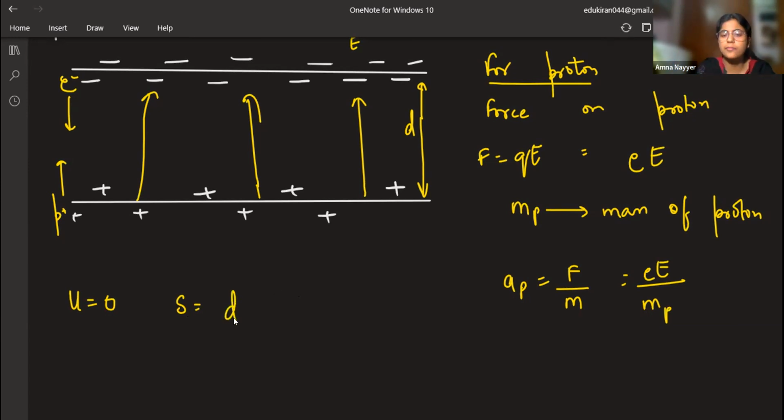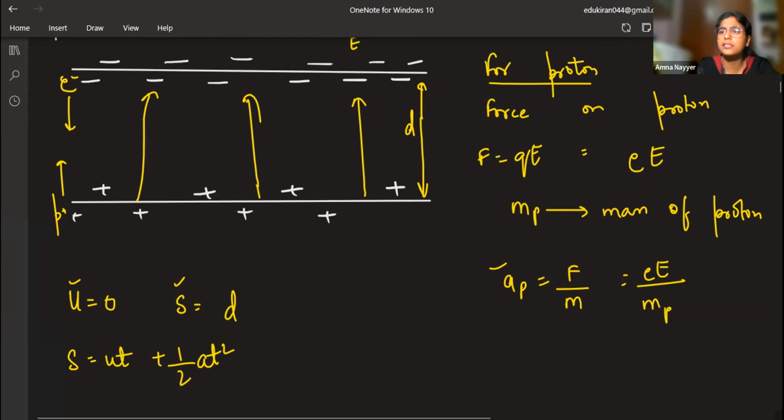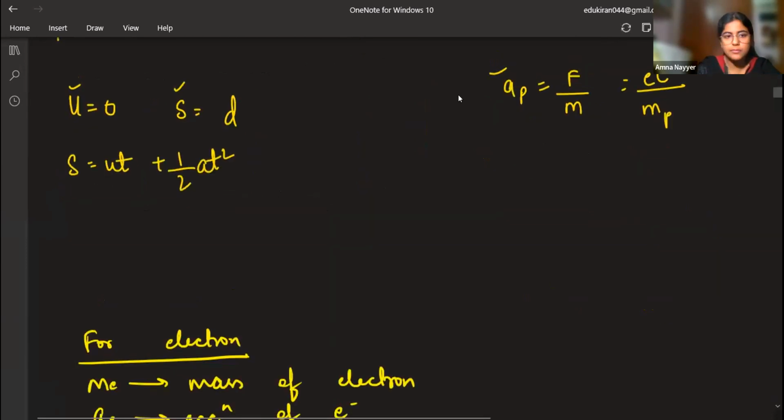So distance is d. Can I use this kinematics equation? S is equal to ut plus half at square. What do I have to find out? I have to find out time. I know acceleration. I know initial velocity. I know the displacement. I just want to find out this time period. So I can use the kinematics equation. Right now, I'm just referring to this proton. All right, class. Now look. Initial velocity is 0, so this term is going to be 0. Put in the value of acceleration and everything. S is d.